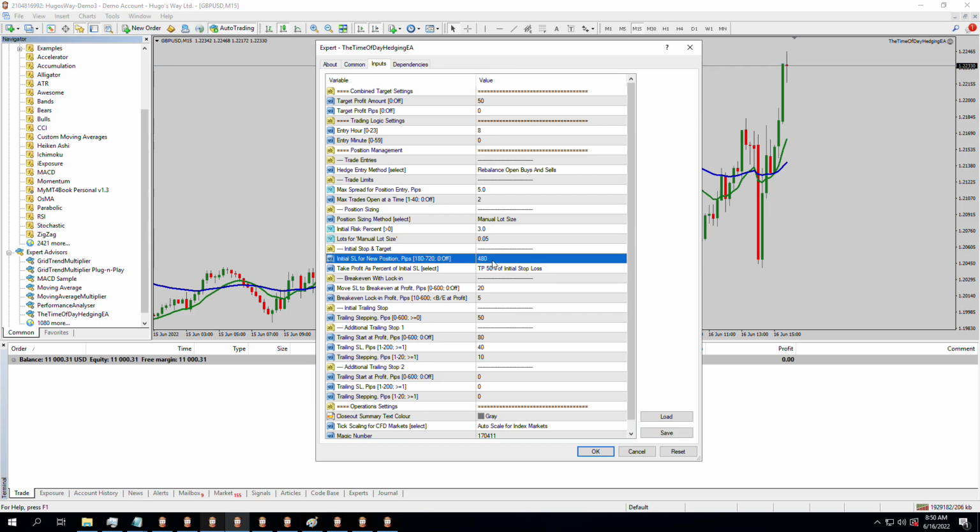On this robot, it allows you to set anywhere from a 180 pip to a 720 pip stop loss. Now that might sound insane. It's not really, because as we look further here, although this one's going to have a 480 pip stop loss, the moment that the take profit, the break even and the trailing stop start following it, that 480 becomes pointless really.